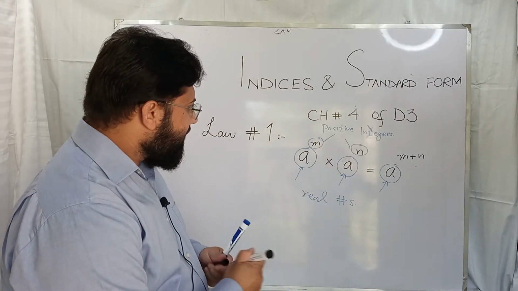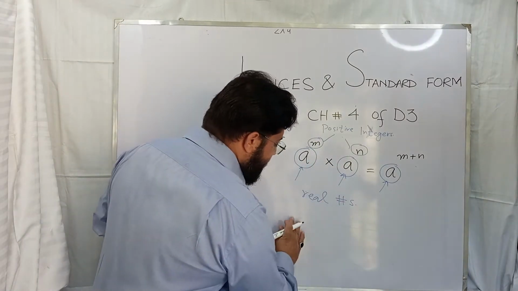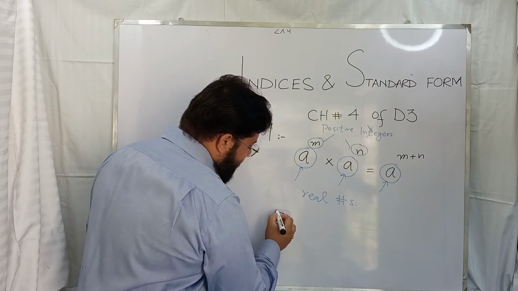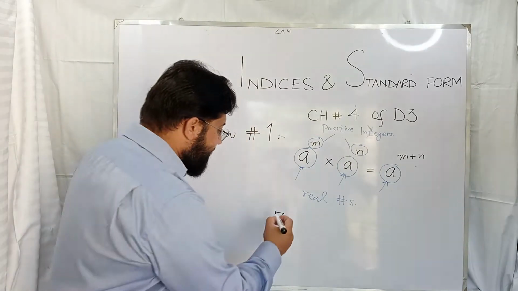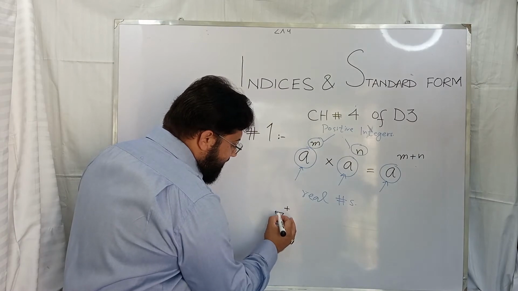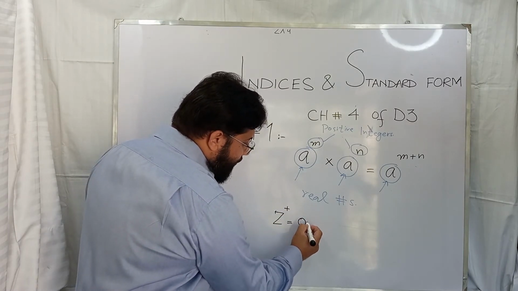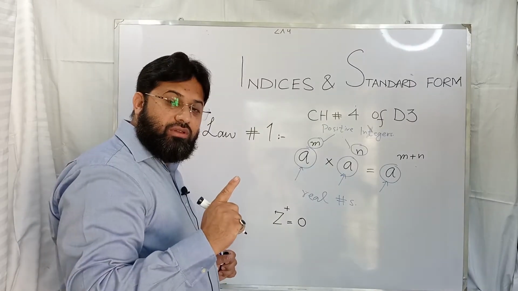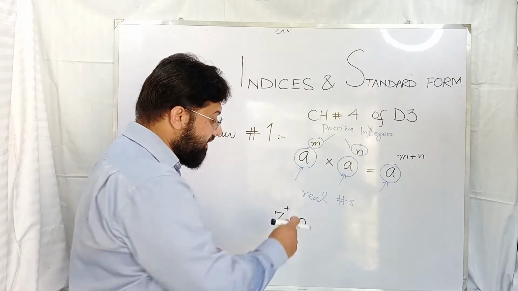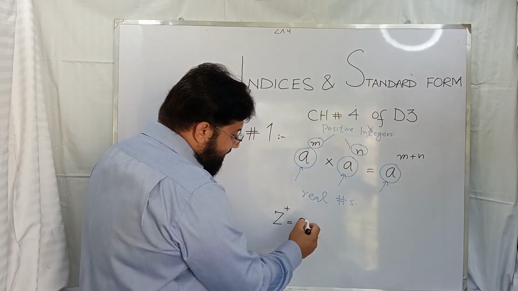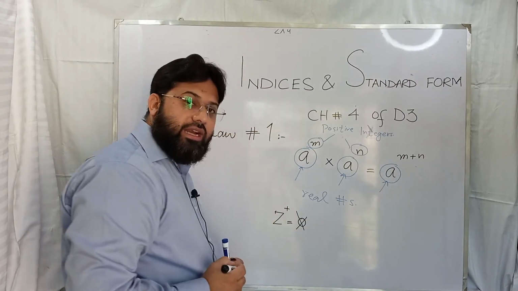So just let me give you an idea what the positive integers are. The set of positive integers is denoted by Z positive. It starts by, although 0 is also included in the set of integers. 0 is considered to be an integer, but you know that 0 is neither positive nor negative.